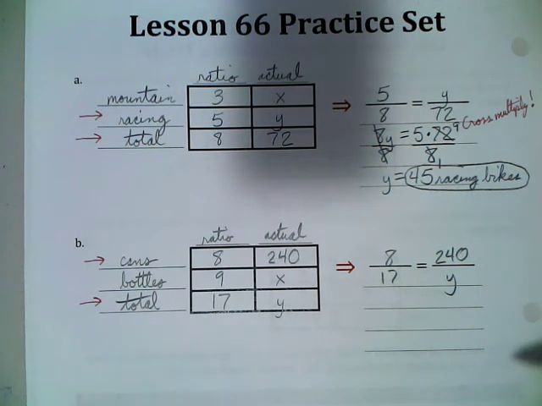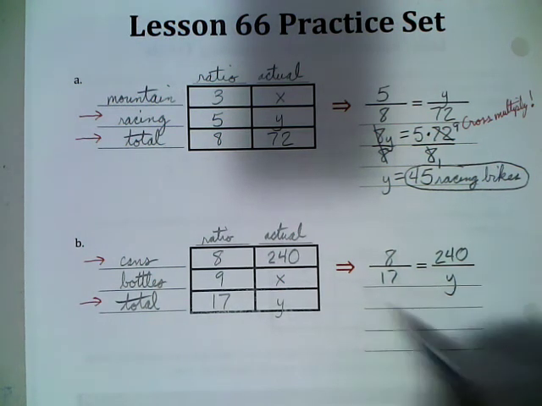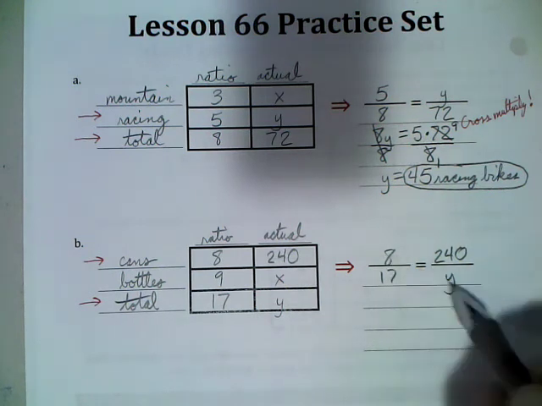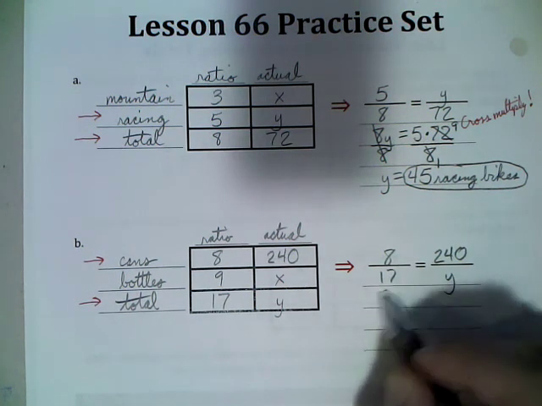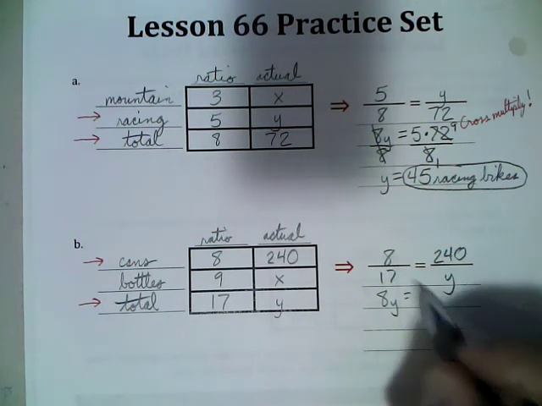Just as we did before, we're going to cross multiply. We like to have our variable on the left side of the equal sign, so I'm going to start with the cross product that has the variable in it. So we're going to have an 8y again. And on the other side, 17 and 240 are across from each other.